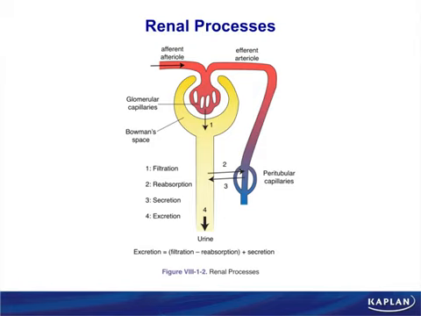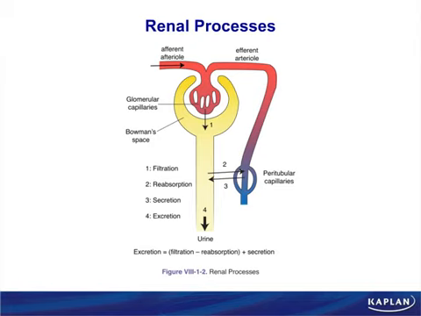So this slide very nicely summarizes all of the renal processes. Blood enters the kidneys via the renal artery, eventually breaks down to the afferent arterioles. After the afferent arterioles, blood goes into the glomerular capillaries, which is where the first process happens. That's the process of filtration. Filtration is a process by which an ultrafiltrate is formed from the plasma in the glomerular capillaries. This ultrafiltrate is formed in Bowman's capsule.